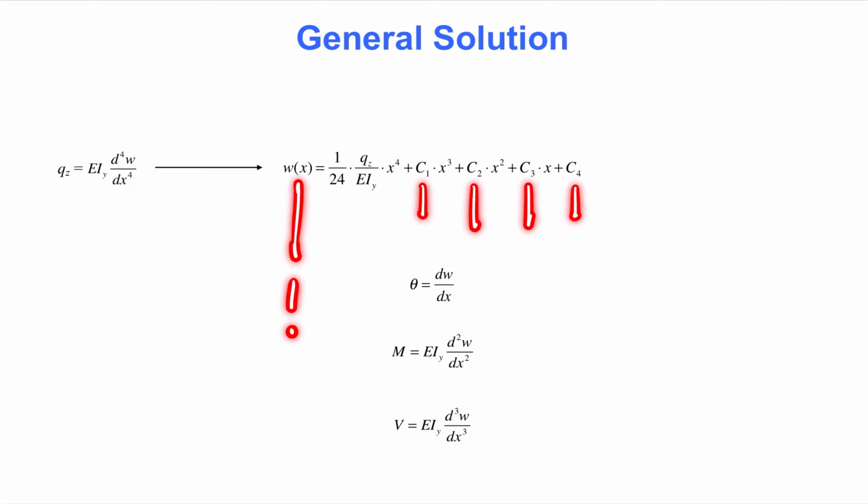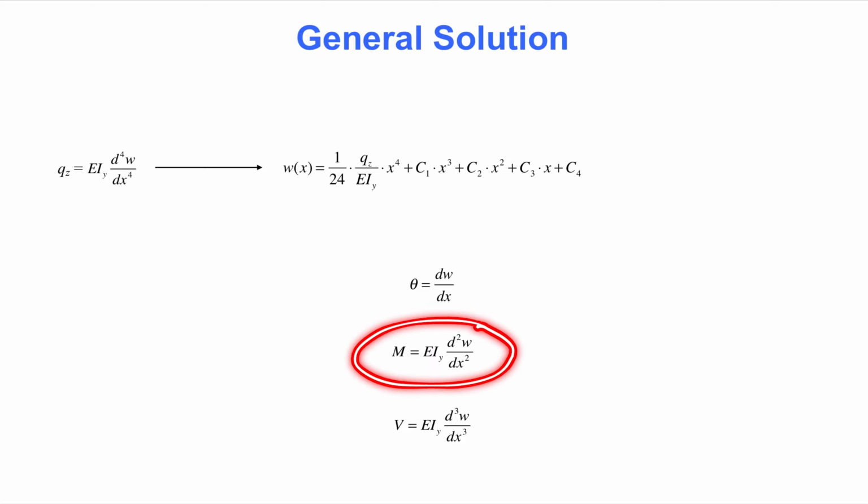For example, if you want to specify the value of the bending moment at a particular point along the beam, for example at one end of the beam, then this equation comes in handy. It shows that a value of the bending moment is enforced by setting the bending stiffness, EI, times the second-order derivative of the displacement, equal to the prescribed value.